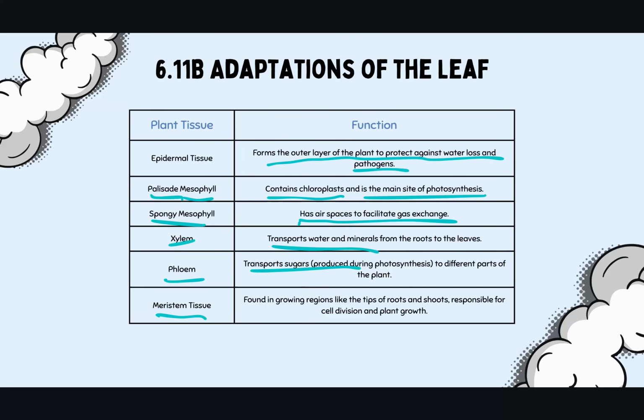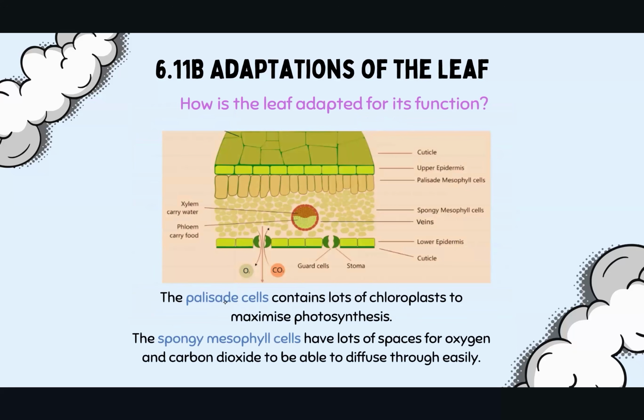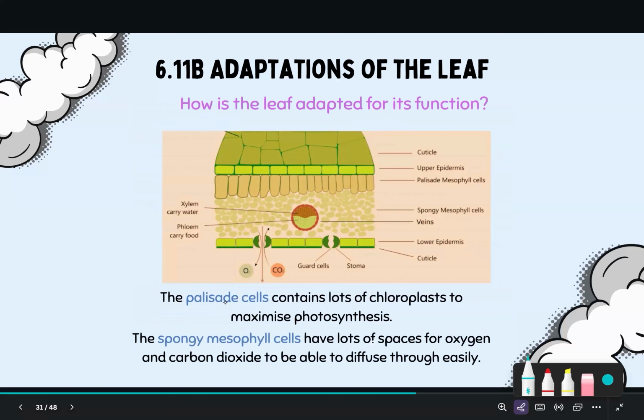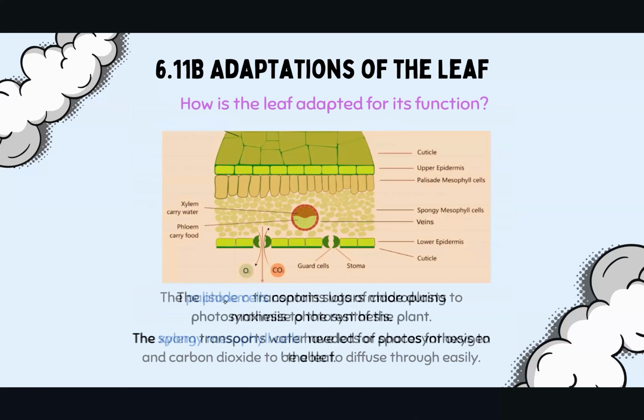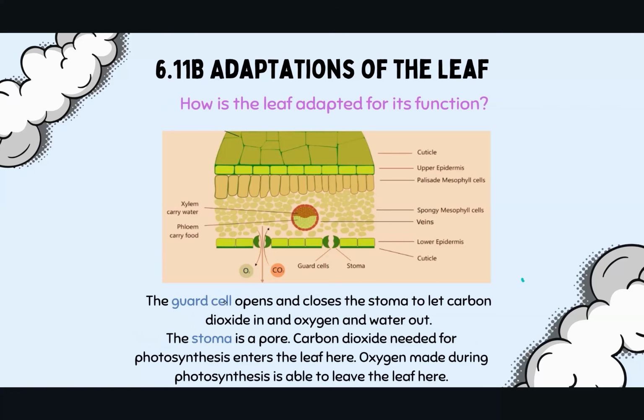Meristem tissue are stem cells, which we've covered before, found in growing regions like the tips of the roots and the shoots. The meristem tissue is responsible for cell division and plant growth. So the palisade cells contain lots of chloroplasts to maximize photosynthesis. The spongy mesophyll cells have lots of space for oxygen and carbon dioxide to be able to diffuse through easily.